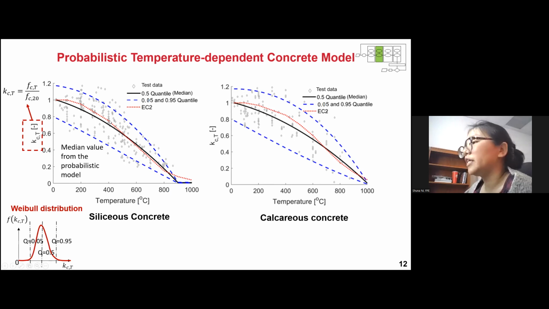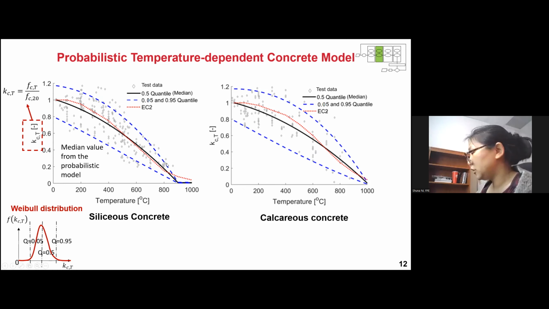From this plot we found that our model is able to describe the uncertainties of the material strength at high temperature. The solid line is the mean value of this model, and the red dashed line is the deterministic model from the Eurocode. Basically, our mean value is very close to the Eurocode. If you look at the 0.5 quantile, the 0.05 quantile and the 0.95 quantile of this probabilistic model, it basically covers the range of the material strength at each temperature.